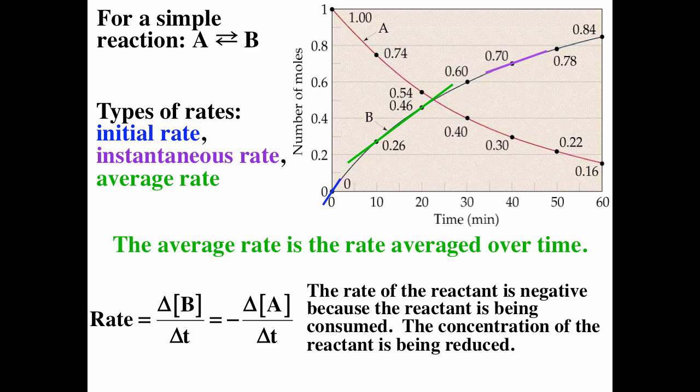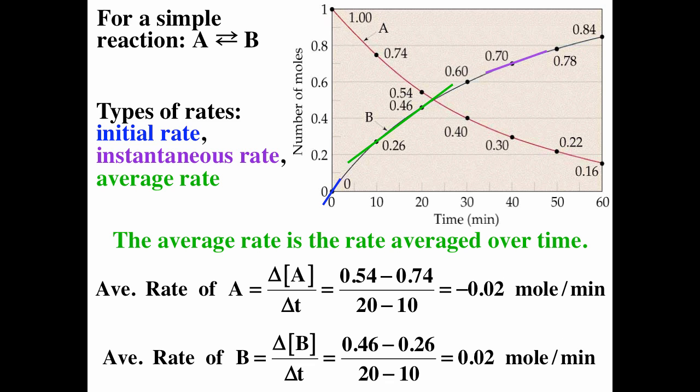And so for instance, if we're looking at the green line, so we go from 0.46, so rate of B would be 0.46 minus 0.26. That's the change for the concentration of B, divided by 20 minus 10. That's the change in time, and that gives us 0.02. If we look at the same period of time for A, we get 0.54 minus 0.74 divided by 20 minus 10, and it gives us minus 0.02. Again, the rate of change for A is actually going to be negative because its concentration is going down. The rate of change for B is going to be positive because its concentration is going up.